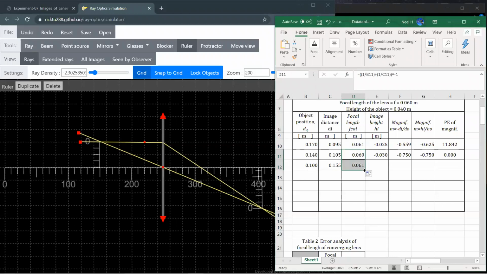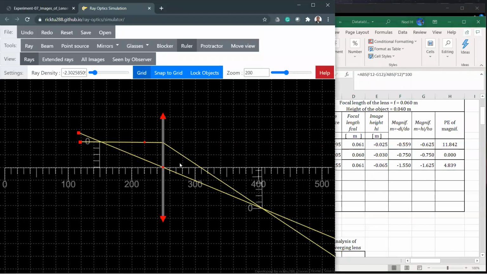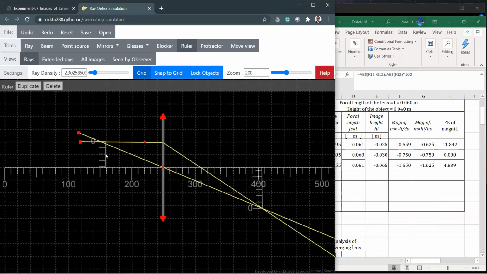Let's calculate the focal length. Very good number. And the image is now about 6.5 centimeters, negative 0.065 in meters. Let's do the magnification to check it out. That's fairly good. Error is about like 5. Okay, then let's move the object more segments to the front. Two more segments to the front.